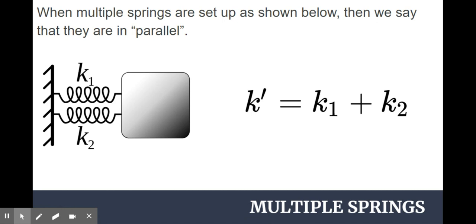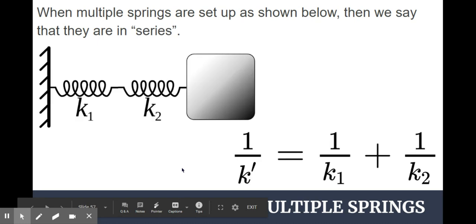Notice each spring is not connected to each other. Each spring is connected to the wall or whatever else, and it's connected to the mass itself. They aren't connected to each other, all right? The next one is going to be in series. They are placed one after the other. Notice, only one spring is connected to the mass. The springs are connected to each other.